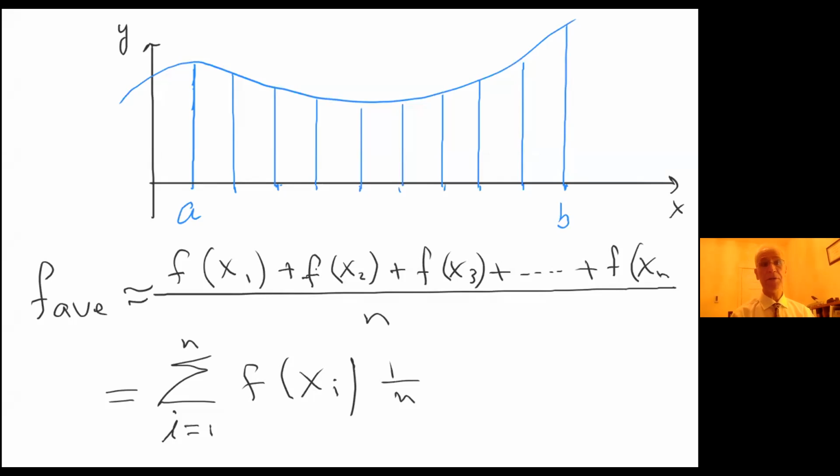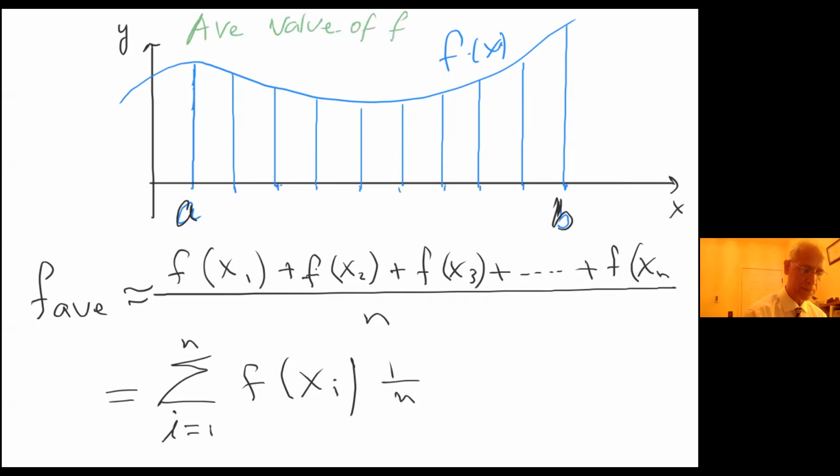So let's say we have a function f of x, and we want to find the average value between two given points, in this case, a and b. So a and b, and we want to find the average value of f. Let me write it with green. Average value of f.